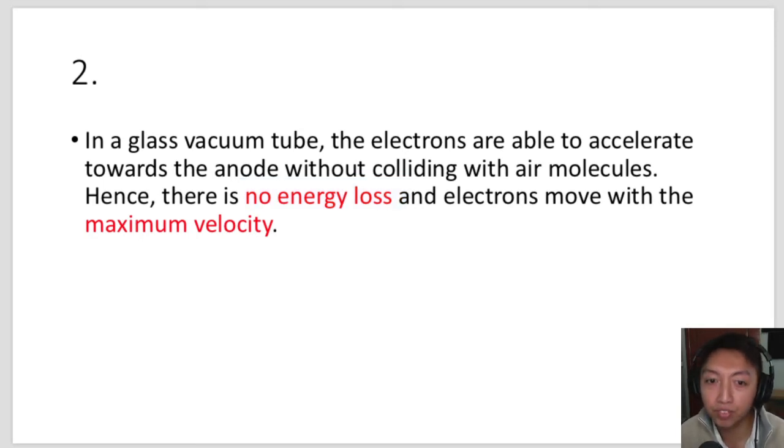However, since the electrons are not colliding with air molecules in the vacuum, there is no energy loss when we move from one side to the other. So meaning to say every single electron that gets released from the cathode ends up at the anode, and electrons move with the maximum velocity. Since none of the energy is being lost, all of the energy gets converted into its speed.